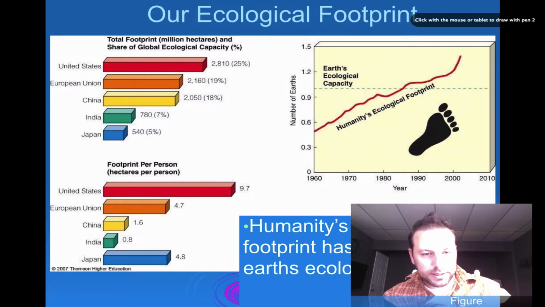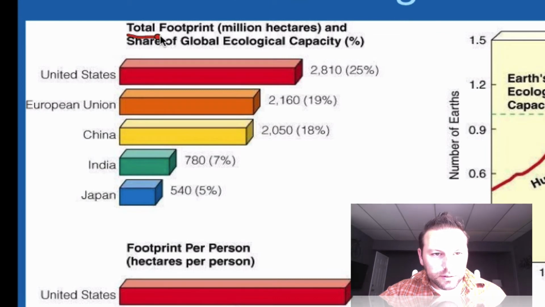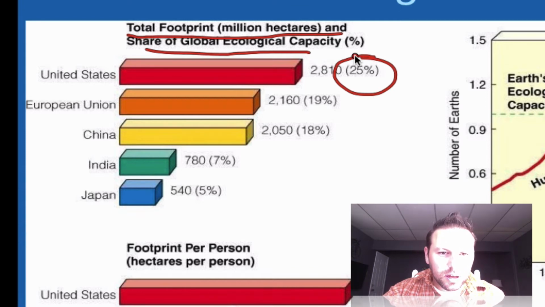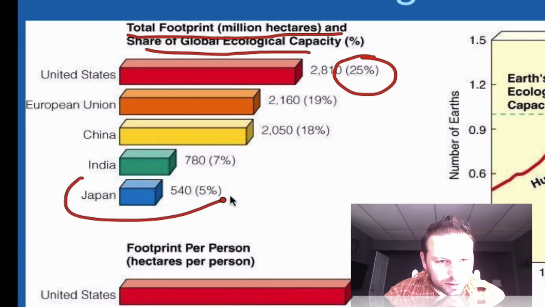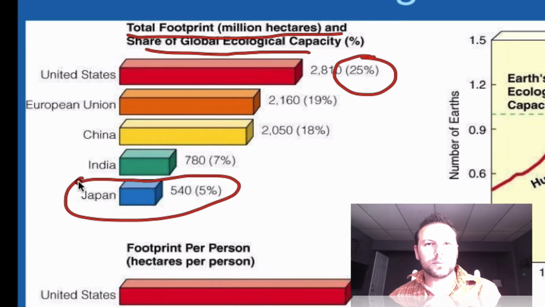So if we look at the United States, we could see here the total footprint in millions of hectares and the share of global ecological capacity, basically how much of the earth we're using, or the capacity of the earth, is roughly 2,800 million hectares. That's how much the United States uses of the earth, or 1/4 of the earth. So the United States is up there. European Union, notice it's decreasing. But if we look at a place like Japan, they use 5% of the earth's capacity to produce and sustain.